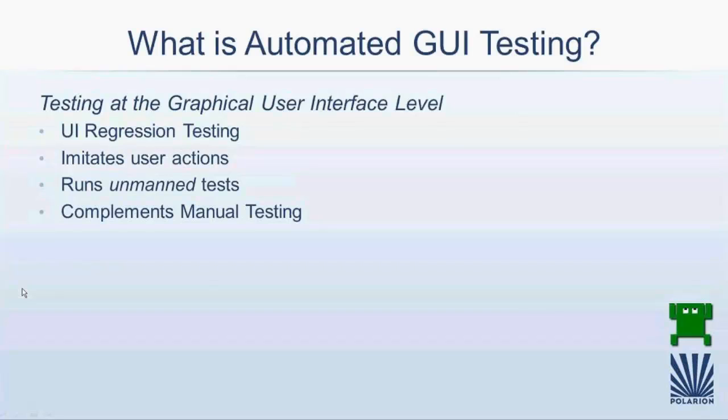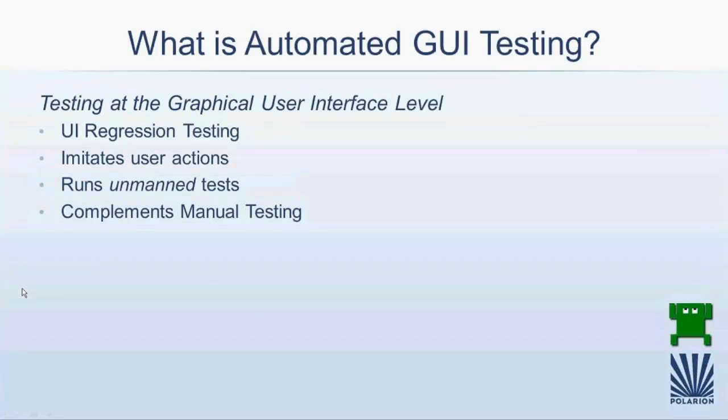So just a basic overview of what it is. So testing at the graphical user level. So at the user interface level, and as a user would interact with the application. So you have your UI regression test. So your regression testing at the user level or the interface level.